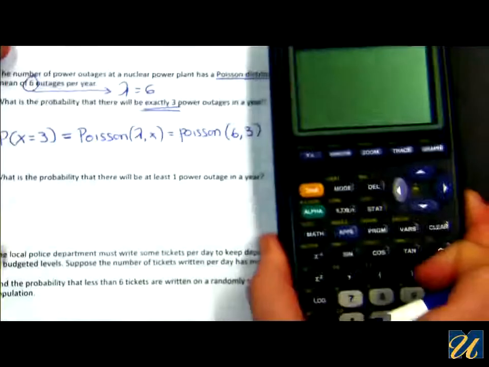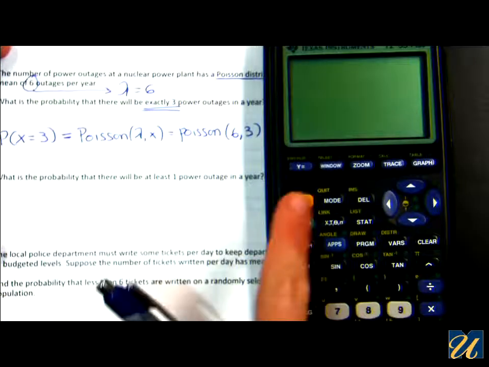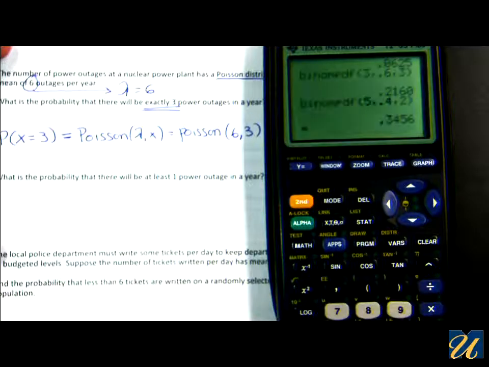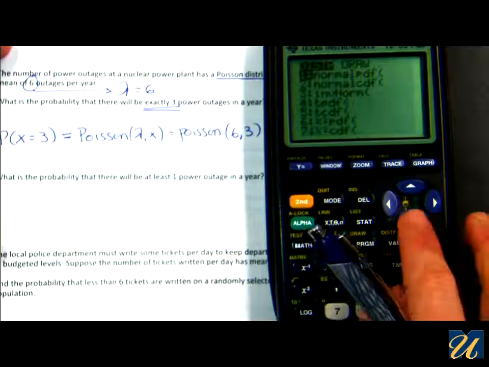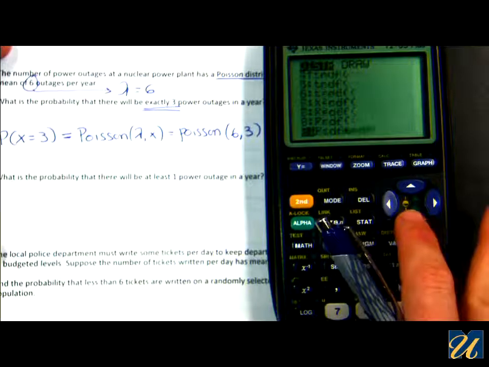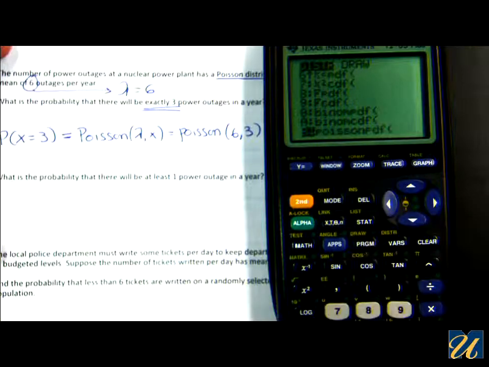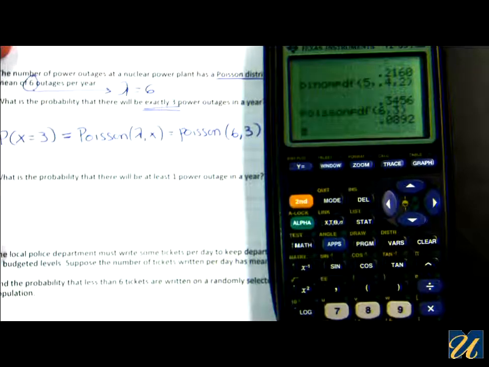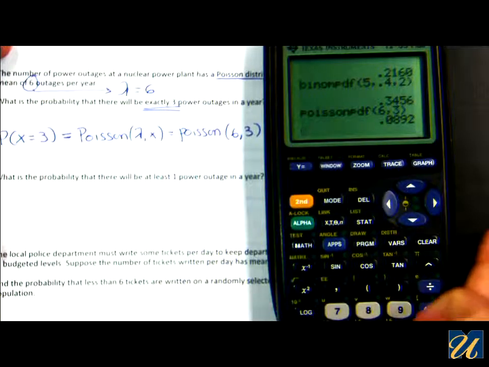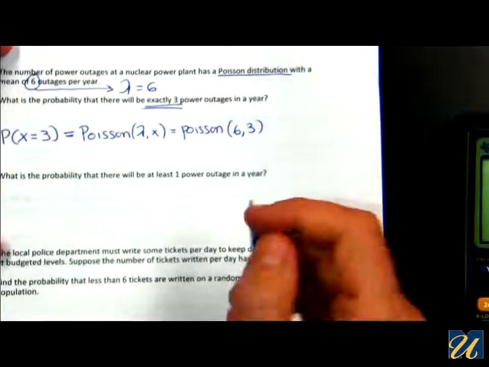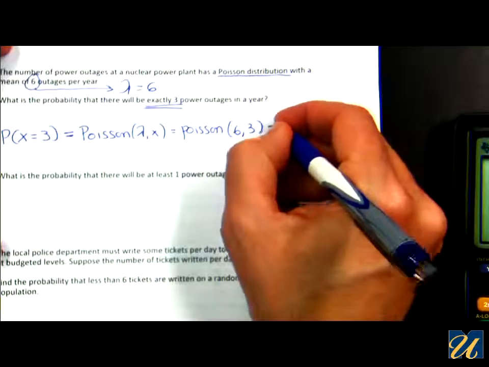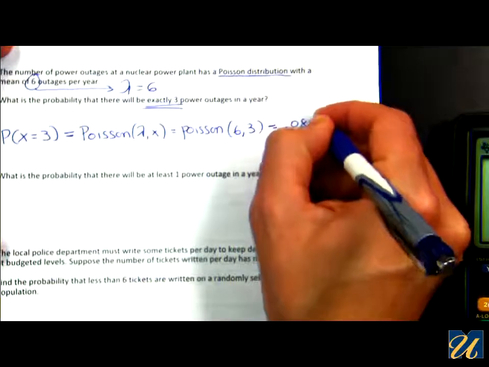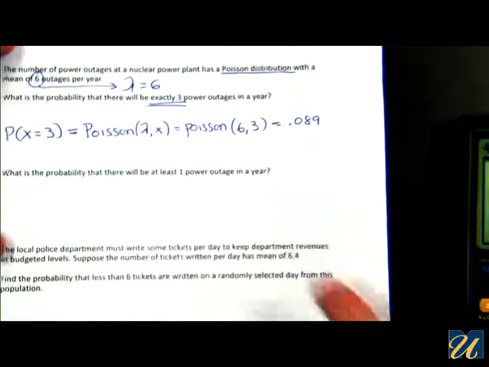So if you were to use your graphing calculator, 2nd VARS, 6, Poisson PDF(6, 3), close parentheses, enter, 0.0892. So 0.089 for the solution.